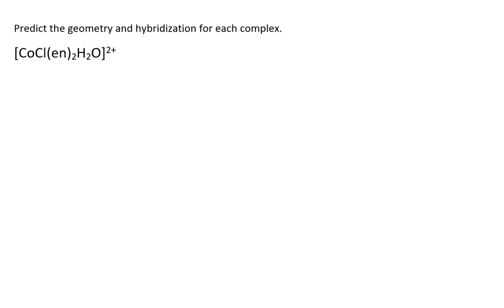Our final example had a coordination number of 6. Whenever the coordination number is 6, the geometry is octahedral. And an octahedral geometry corresponds to a hybridization of d2sp3.